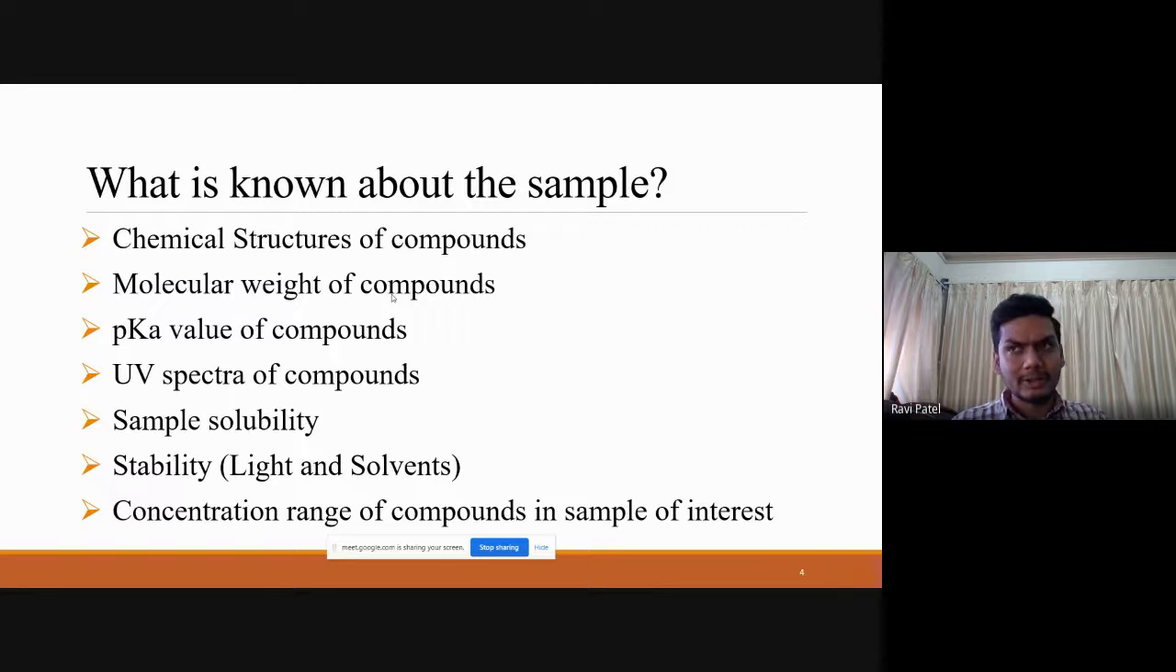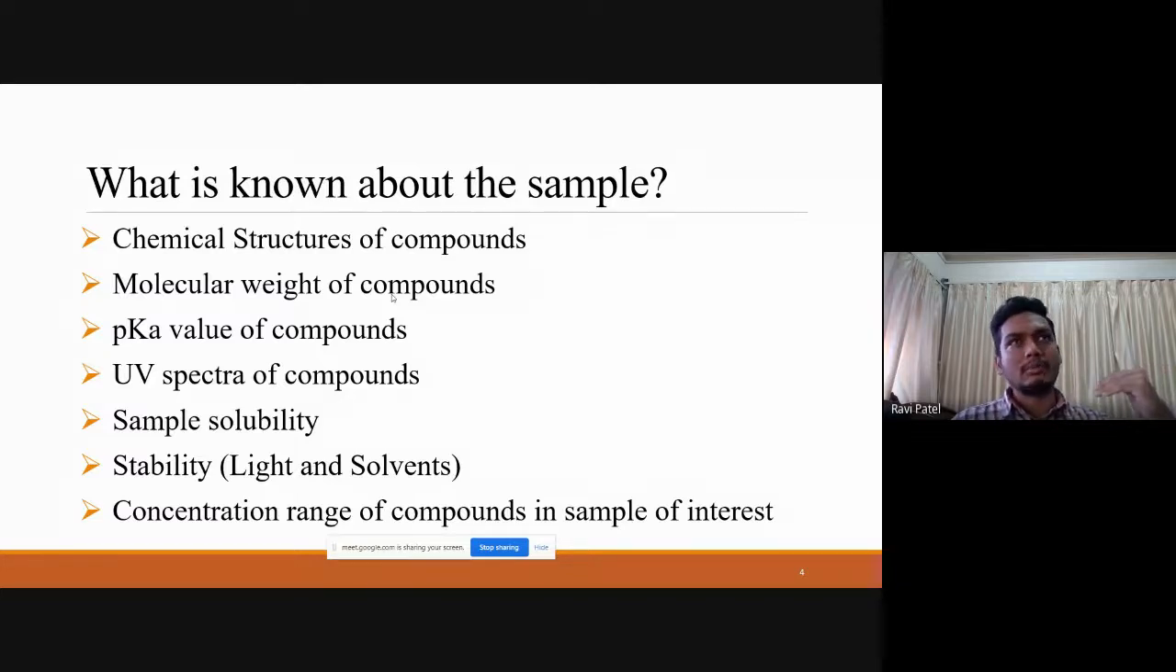What does it indicate? Suppose I am going to develop a method for a tablet having a label claim of 5 mg. So it is known to me how much of this API is going to be present in that particular tablet. According to that, I do various dilutions. So the concentration range of the compound is also a known parameter to start the development.